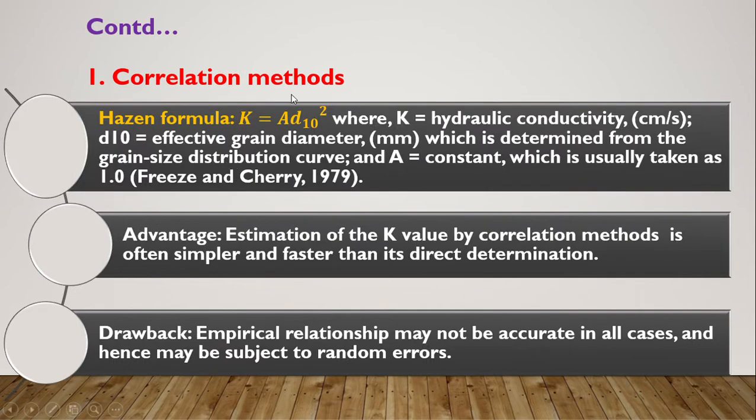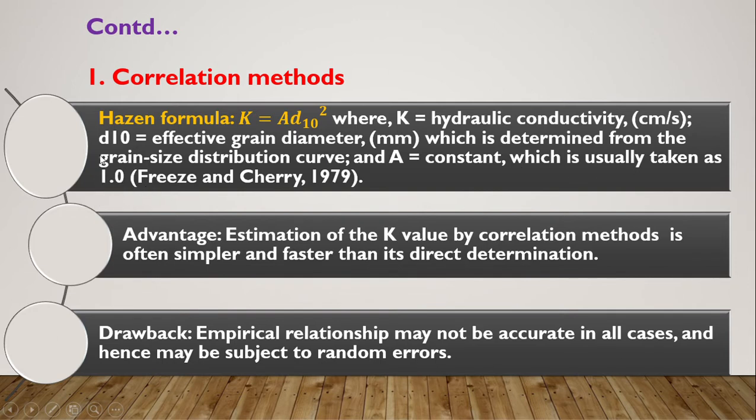Here we can see an example of a correlation method: the Hazen formula, for finding hydraulic conductivity. K is equal to A D10 square. D10 is the effective grain diameter. So here you can see the relation between hydraulic conductivity and grain size diameter. This is a direct formula. You can find K by using this formula if the D10 value is available. A is a constant which is usually taken as 1.